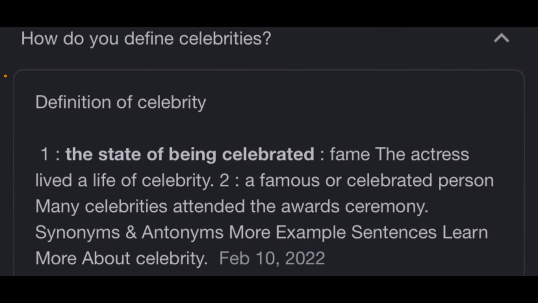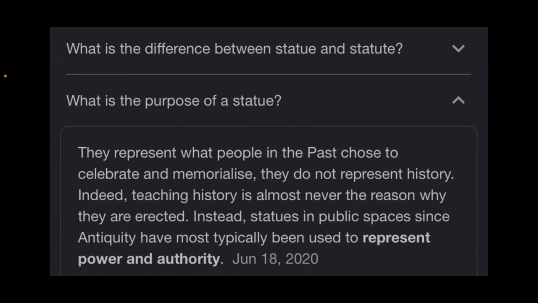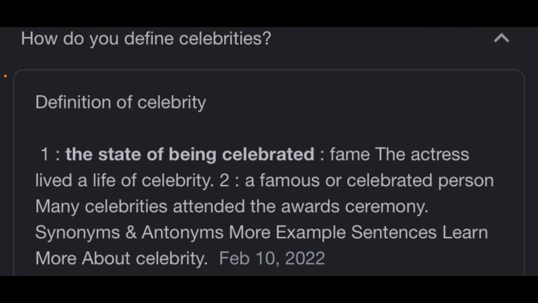Let's move to the next definition. So the definition of celebrity is the state of being celebrated, all right? So a statue is past tense, meaning that person is dead, okay? So they're celebrating a dead character. So they make a statue in their honor to memorialize them and honor them, okay? Now, when they're alive, it's called a celebrity.